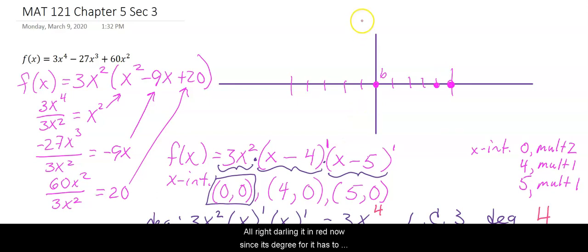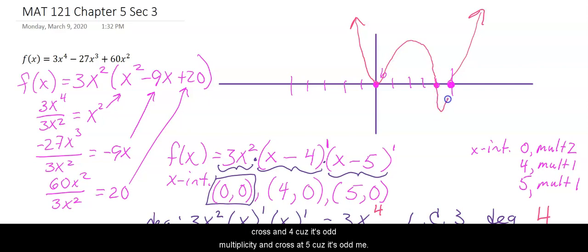Since it's degree 4, it has to come up from the far left and up on the far right and go off towards positive infinity since the leading coefficient is positive. It should bounce at the origin because it has an even multiplicity, cross at 4 because it's odd multiplicity, and cross at 5 because it's odd multiplicity. Notice that this time the graph worked.